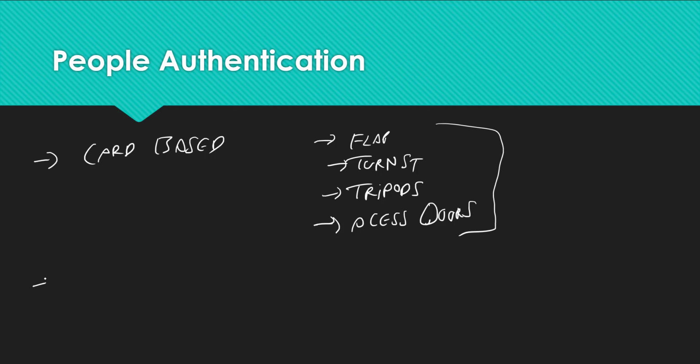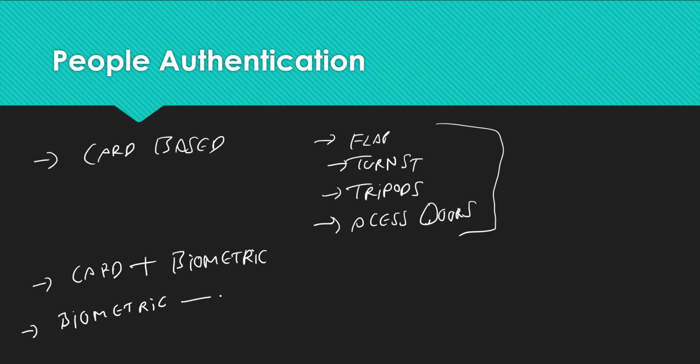And then you have card plus biometric. You can assign them a card, plus you can also assign them their biometrics. So this is a combination, and it makes it more robust to authenticate your employees. And the third one is you can simply rely on biometrics. You do not issue them access cards, and you just use the biometrics. So this is the third way to authenticate your employees: card based, card plus biometric, and biometric. So that is the people authentication.